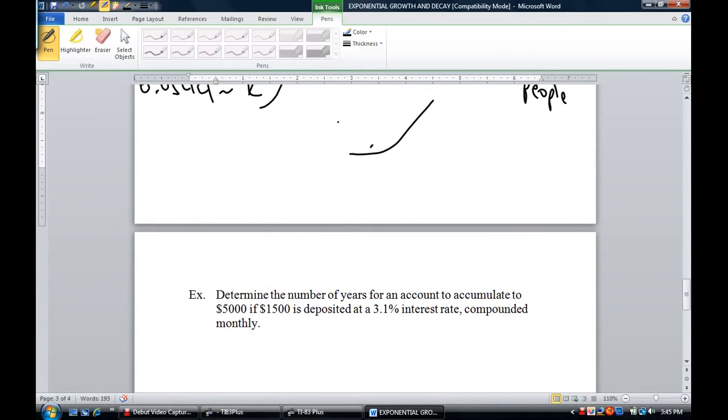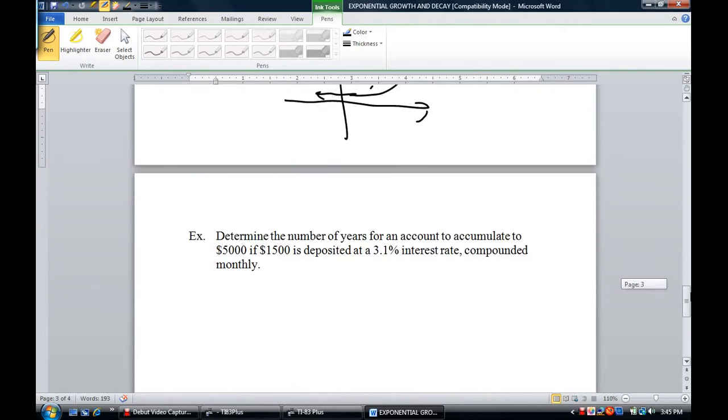If you were to graph that, that's how it looks. Which I can't do. More problem. Can't go negative values. Let's do one more.